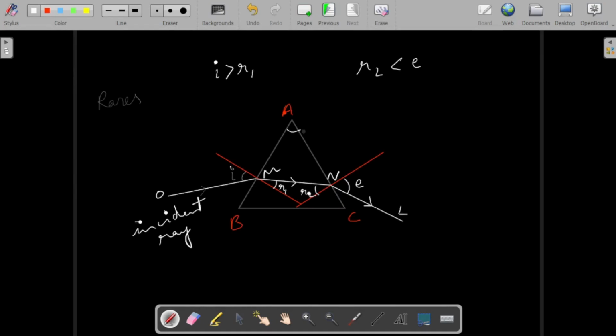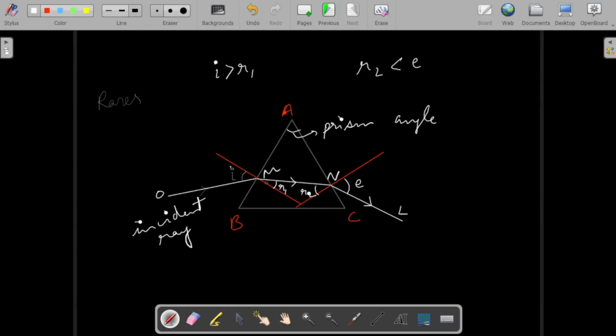This is the prism angle. Here I'll say the prism angle is A. So it is the prism angle, and we are considering an equilateral prism, so all the angles will be equal, that is 60 degrees. And this is the prism angle.